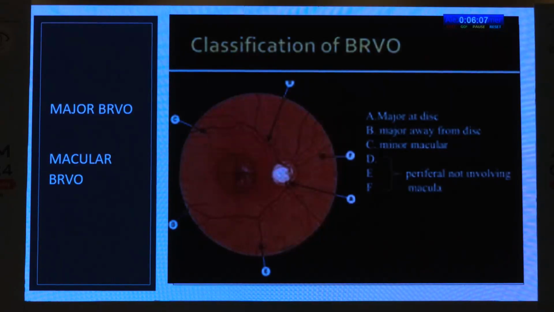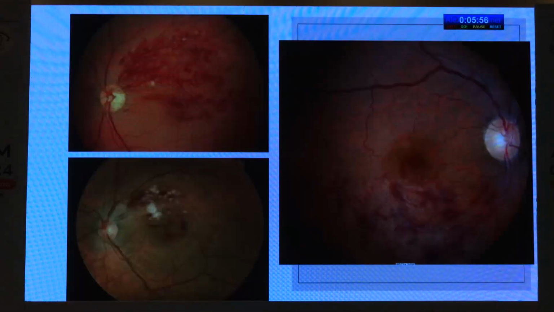So this is the classification. Major and macular. In major, it is major at the disc, away from the disc, and peripheral. Macular when it involves the macular bundle. So these are a few pictures.